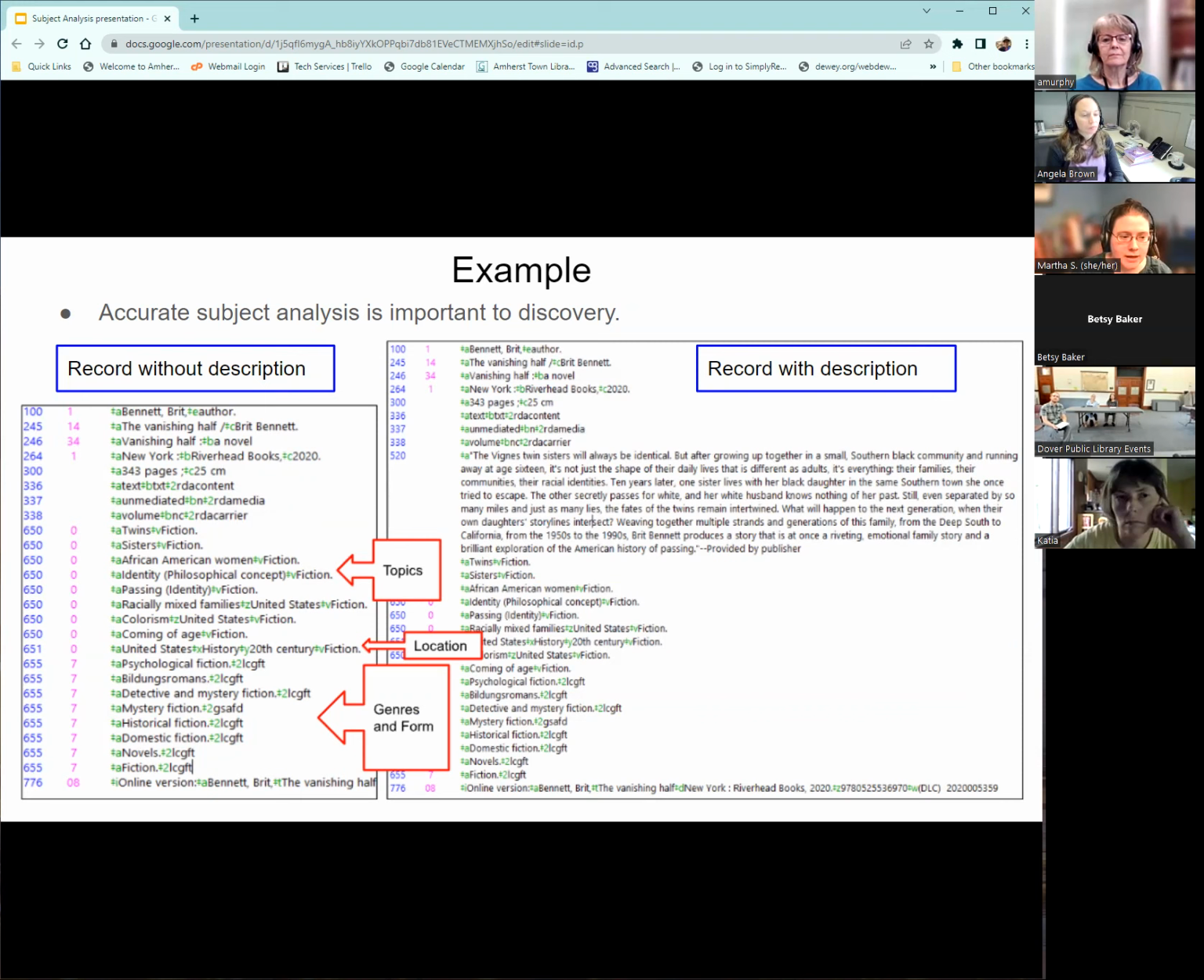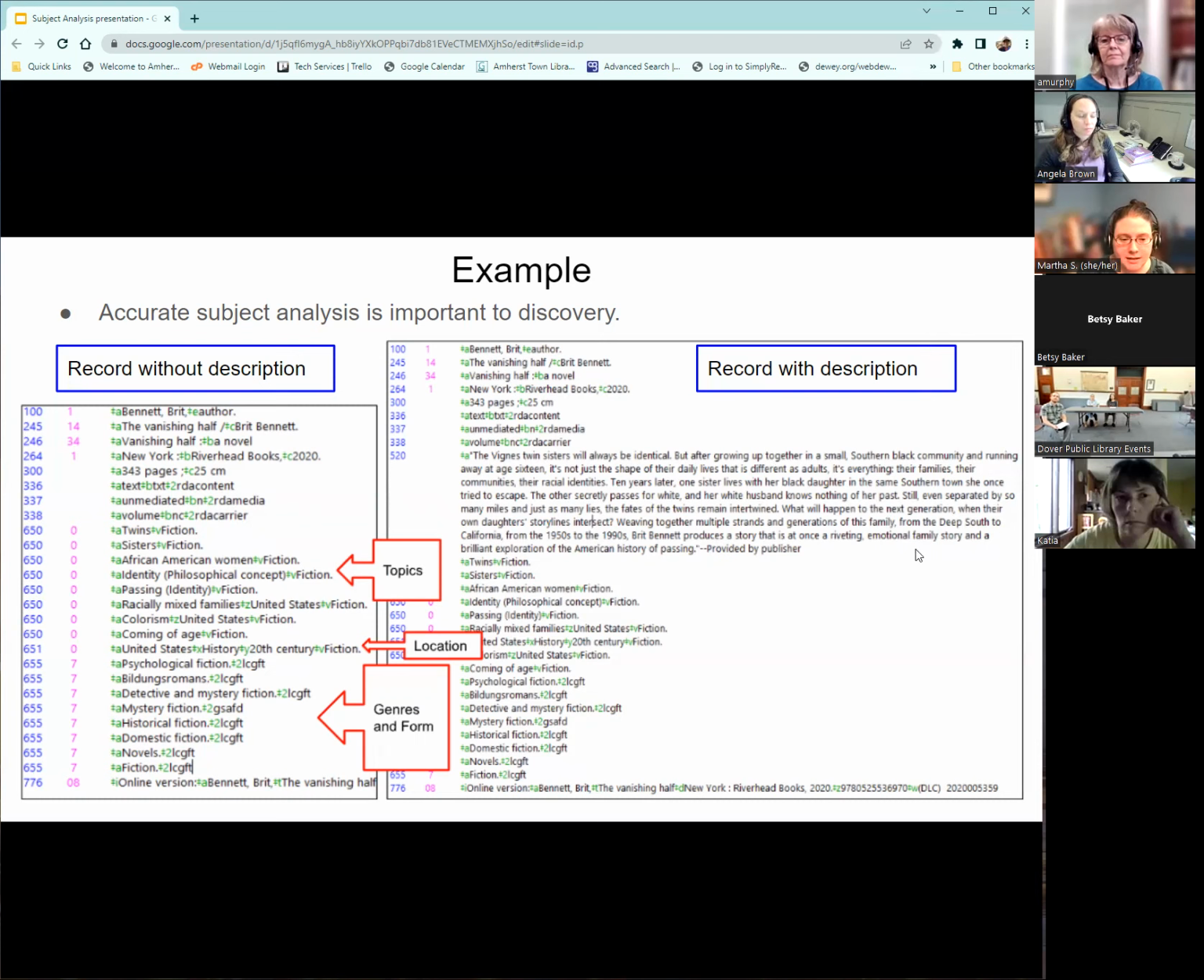If this record had no subject or genre and form headings, or merely minimal ones such as sisters and domestic fiction, we wouldn't have any idea where or when the story was set, or its main themes, or even that it was a work of fiction. And that's the power of subject headings and subject analysis and controlled vocabularies.